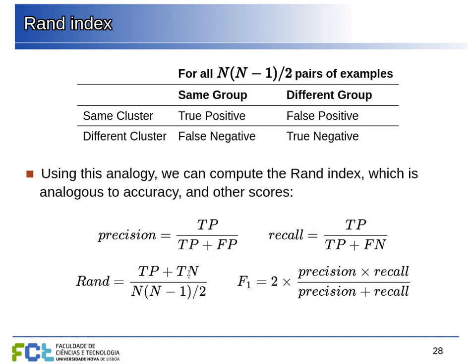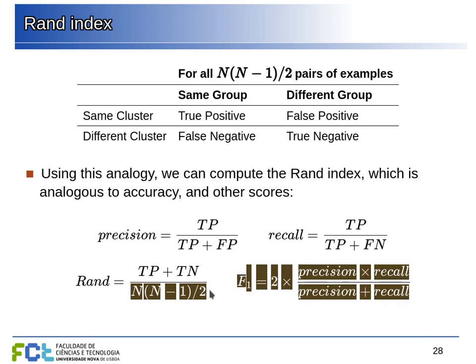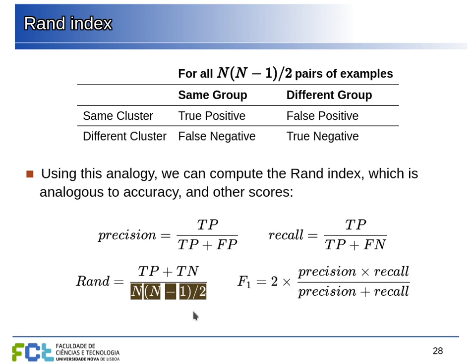For precision, the true positives divided by all the positives, the true positives and false positives, and recall is the true positives divided by all that should have been positive, the true positives and the false negatives. The RAND index is basically the analogous of accuracy, which is the correct decisions in our clustering algorithm divided by the total number of pairs that we have here. And then we can do the analogous of other measures like F1, for example, using this formula.